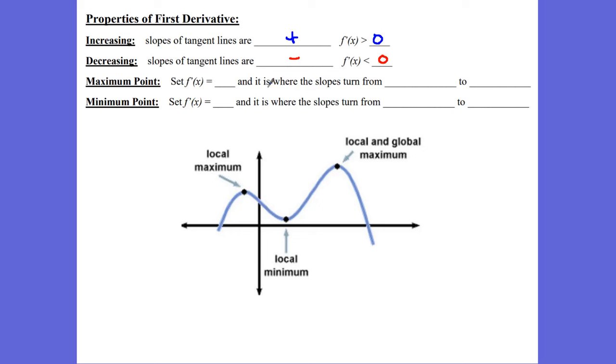When we look at the maximum point, we take the first derivative and set it equal to 0, and that's where the slopes turn from positive to negative. That is a maximum point. We do the same thing for a minimum: we set it equal to 0, and that's when the slopes go from negative to positive. That would be a minimum point. Remember, if we're looking for the overall maximum or minimum, we have to keep in mind the endpoints of a function.